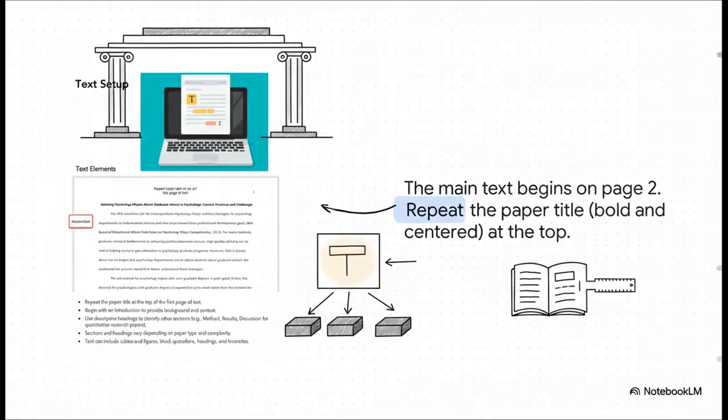Moving on to page 2. This is where your main text, the body of your paper, finally begins. And here's a little rule people often miss. You repeat the title of your paper, bolded and centered, right at the top, just before your first paragraph. It's a small thing, but it acts like a really clear header for the start of your argument.